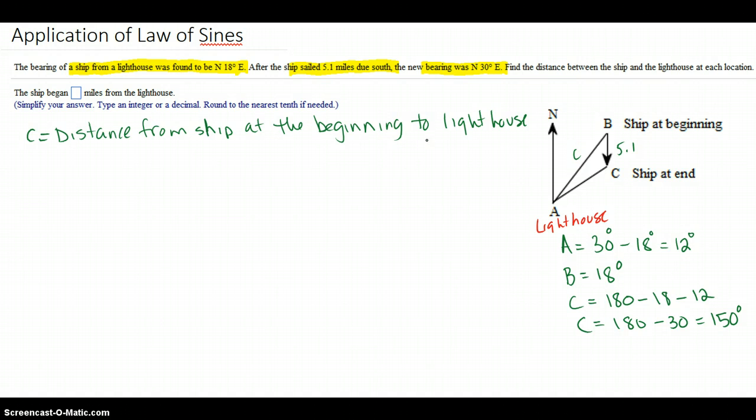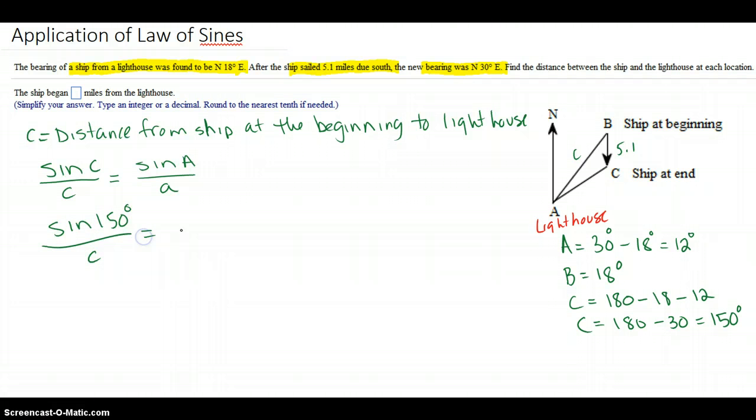Let's do that, because we can find C by saying that sine of C over C is equal to sine A over A. Sine C, we know the angle C is 150 degrees. Lowercase c is what we're looking for. Sine A is 12 degrees. And across from A, we know that lowercase a is equal to 5.1.